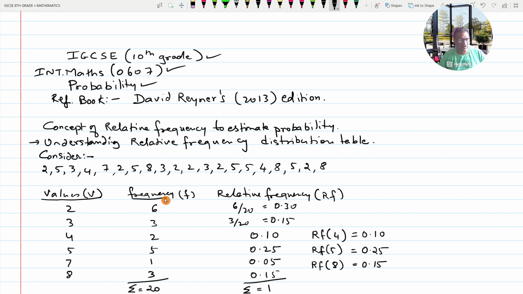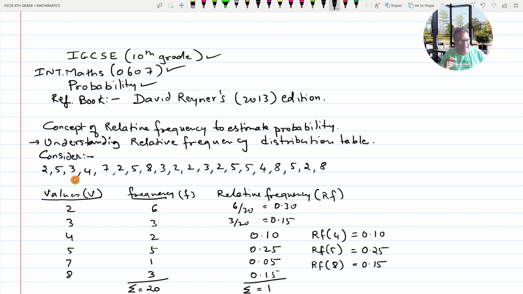So what is the frequency? How many times that particular value is repeated in this observation table? You can see that 2 is repeated 6 times. If you count, 1, 2, 3, 4, 5, and 6. So 2 I can see in this table is repeated 6 times. So the frequency of 2 is 6.